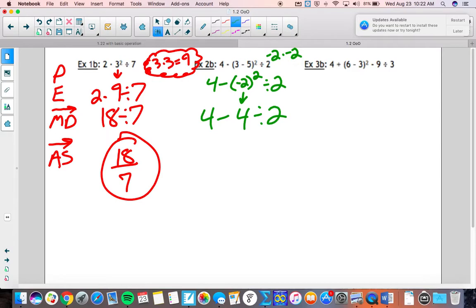Now what should I do next here? Take a look at your order of operations. Do you have any parentheses? Do we have any exponents to simplify in this line as we work through this simplifying? Do we have any multiplication or division? Yes, the division's over here. But Mr. P, I thought we always did left to right.